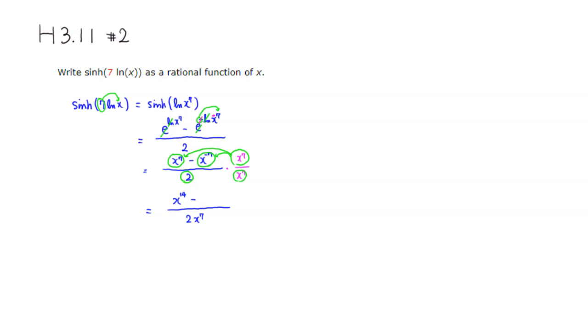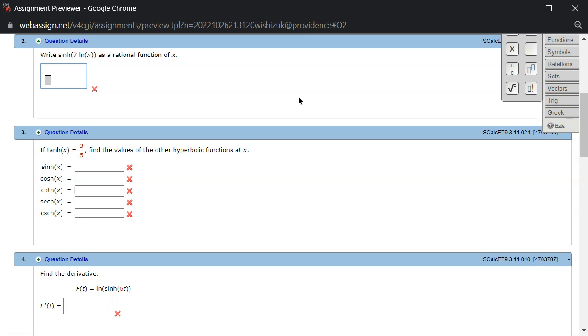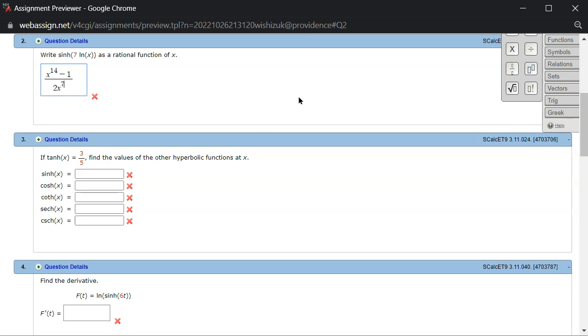Actually, I want to use blue here. So this is a rational function, so I'm going to put that in. We have x to the 14th power minus 1, and the denominator is 2 x to the 7th power.